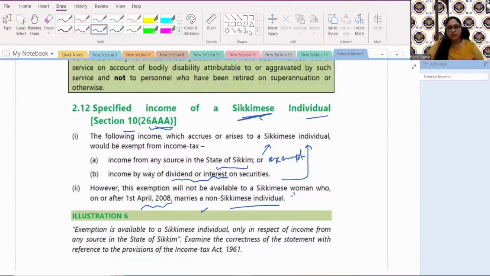Okay? When exemption is not allowed in case of compensation, my third point.